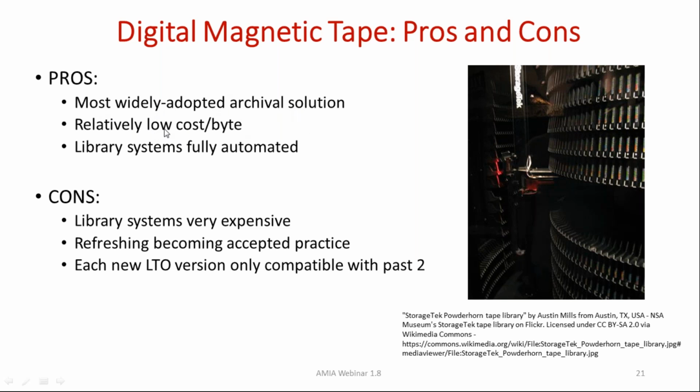And that's because it's a relatively low cost per byte and it's quite stable over time. And as I mentioned, these library systems like the one you see here are fully automated. Very, very nice online storage. Access time, like I mentioned, about 30 seconds, but still it is available.